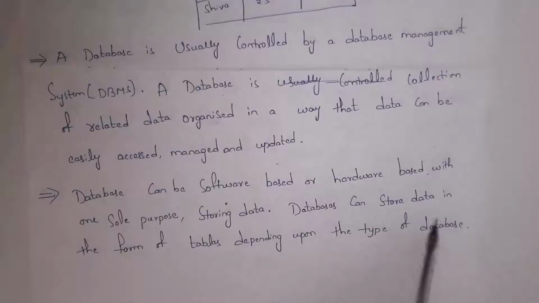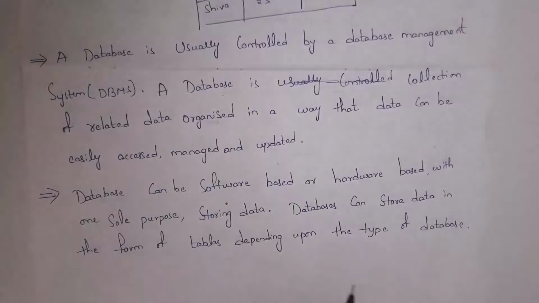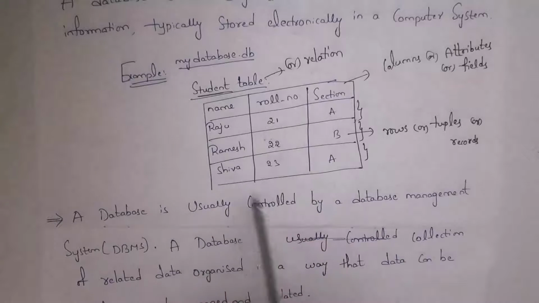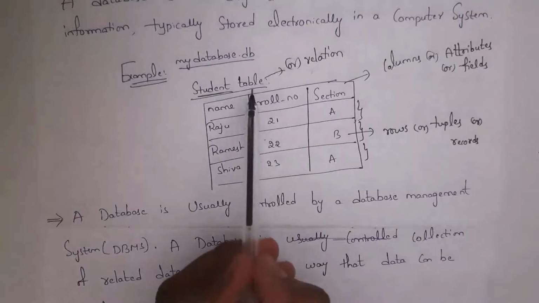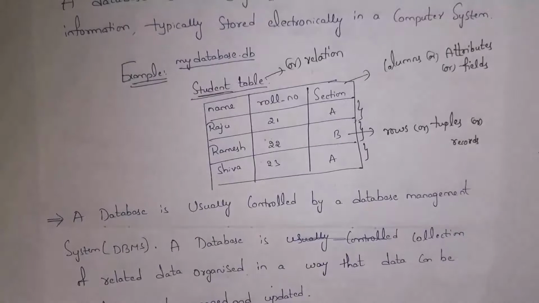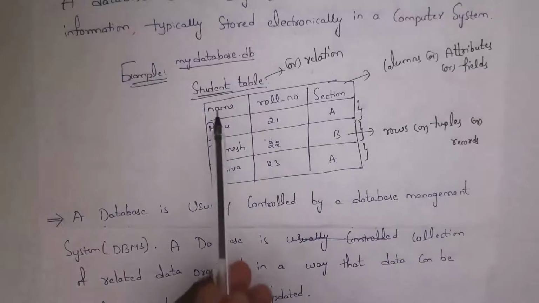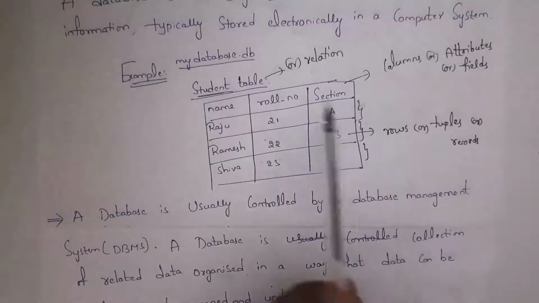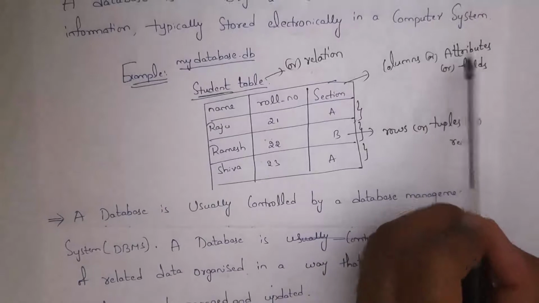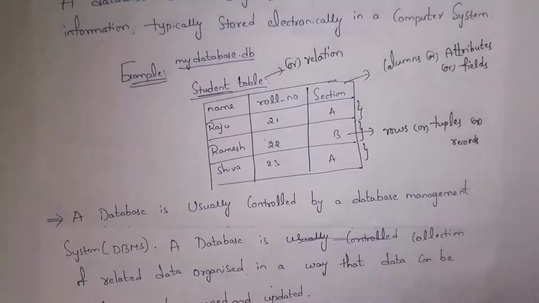Databases can store data in the form of tables depending upon the type of database. As we know, in database we will store data in the form of tables. Before starting this subject, you need to learn some basics. We call it as student table. We also call this table name as relation. Table and relation both are same, don't get confused. And similarly, name, roll number and section, we call it as column names. And we also call columns as attributes or we can also call it as fields, all are same.